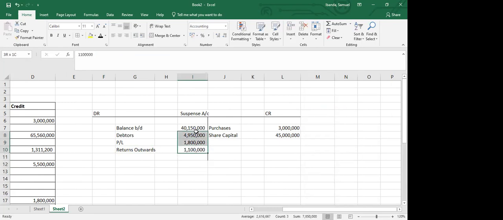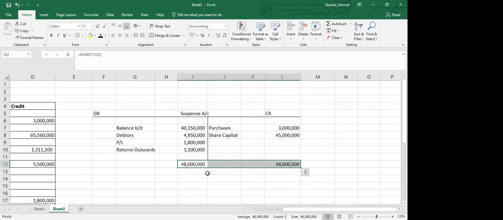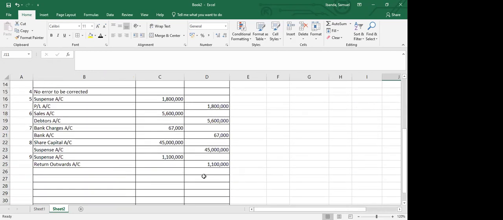Okay, so mine is to add up the two sides. They should balance. So when I add that and also add up that, it should be able to balance. As you can see there, it should be able to balance. So that's how my suspense account is looking. That is how this is also looking. I just want to see what the other part of the question was asking for us to know.